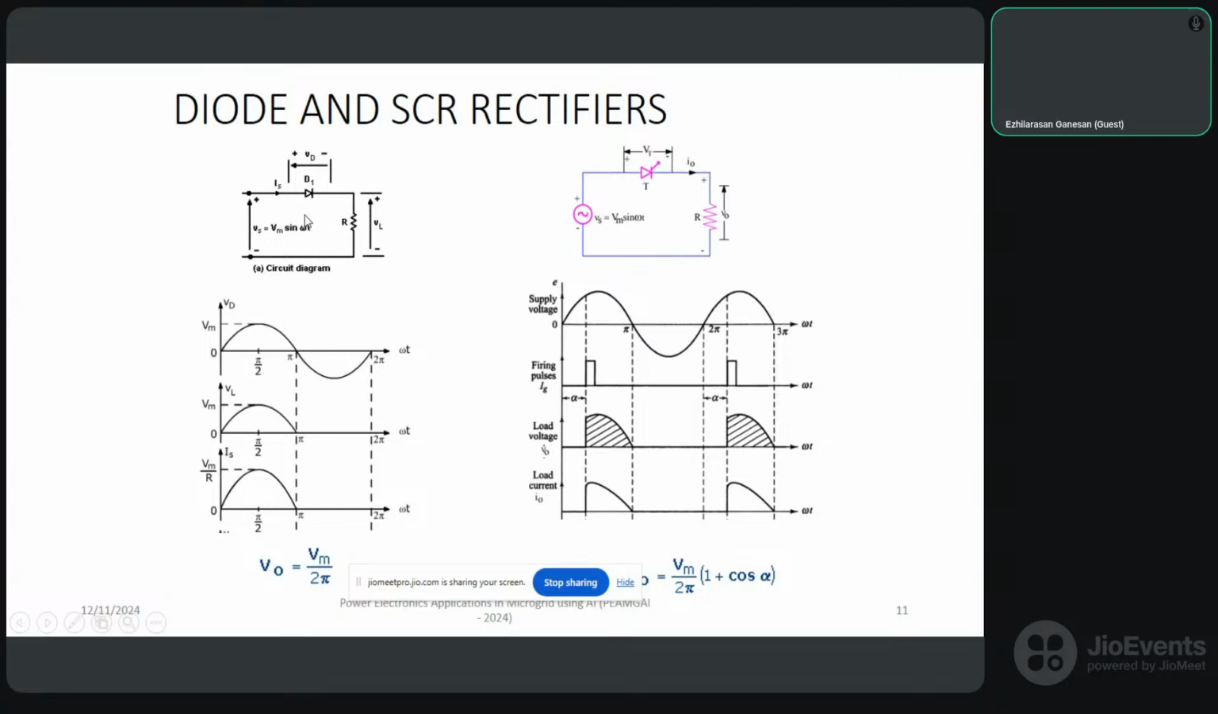So biasing is similar to that of a diode. SCR also has forward bias and reverse bias, and the diode also has forward bias and reverse bias. The diode will automatically conduct from 0 to pi, whereas SCR conduction can be controlled from 0 to pi. According to the control, you will get the output voltage. You can see the comparison between a diode rectifier and an SCR rectifier. Any doubts in this? Anyone having any doubt?